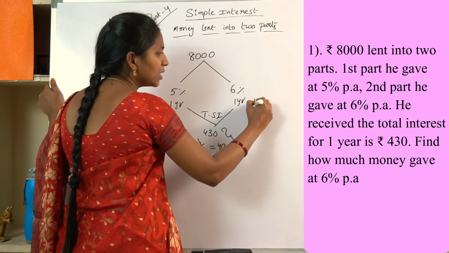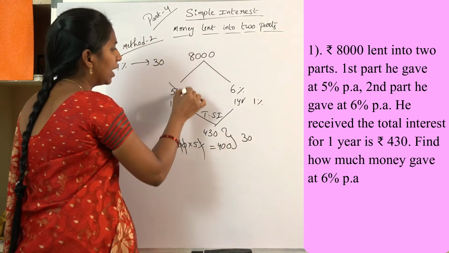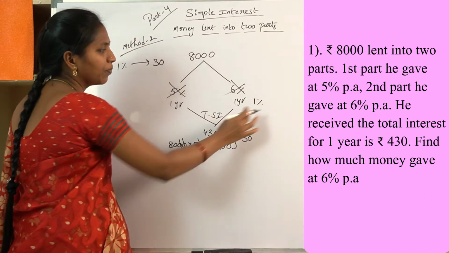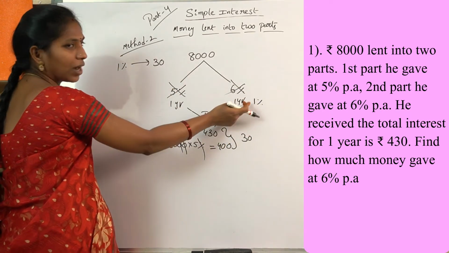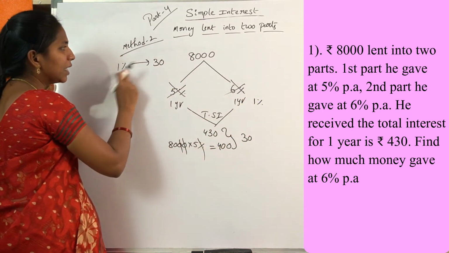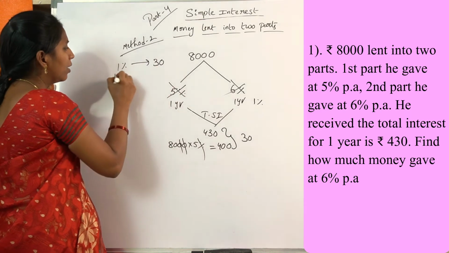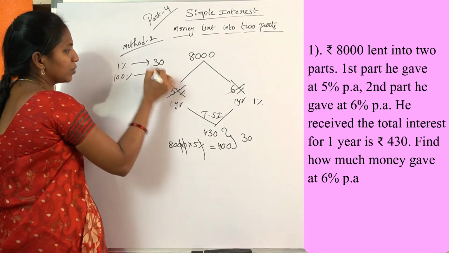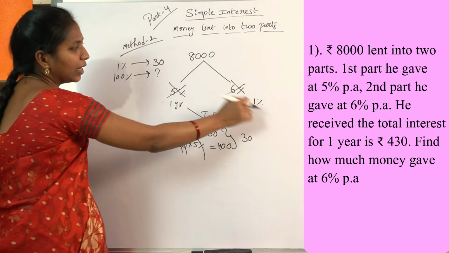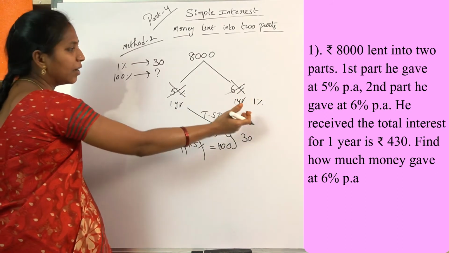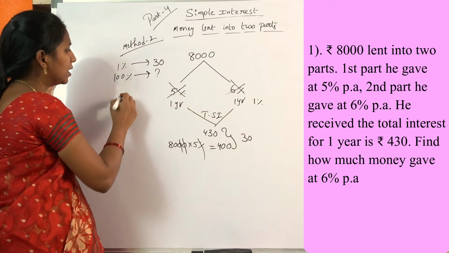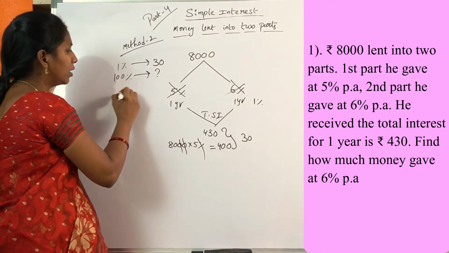Here see, this is 1%. Okay, cancel previous percentages. 1% extra is here. So 1% is 30. Then what about 100%? Now here take 100%. Principal is 100%. So 100% means what is the amount? 3000 rupees.